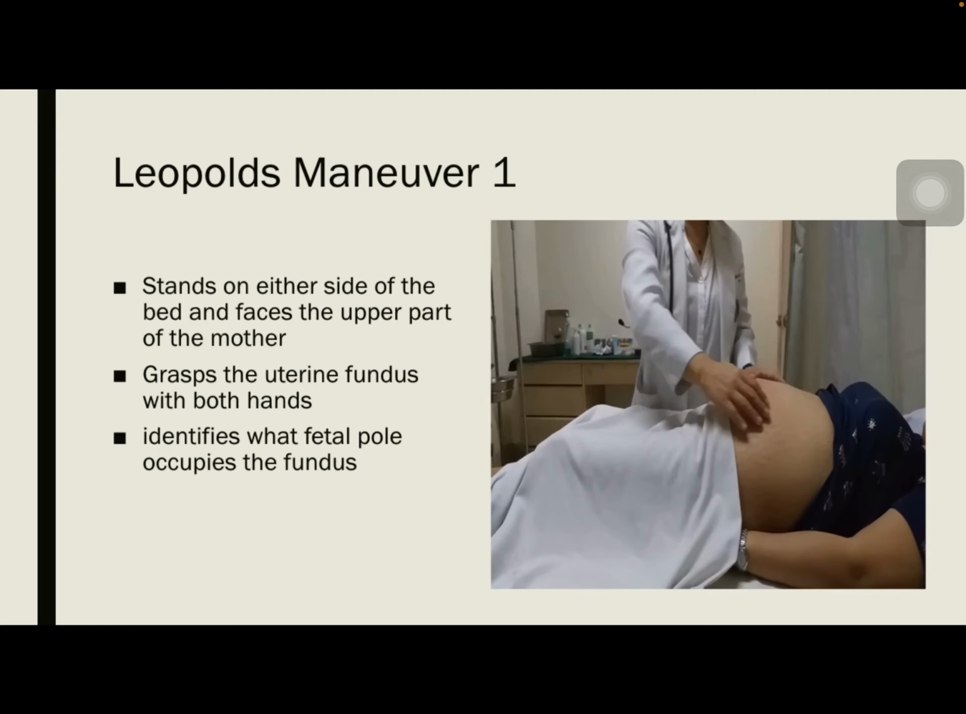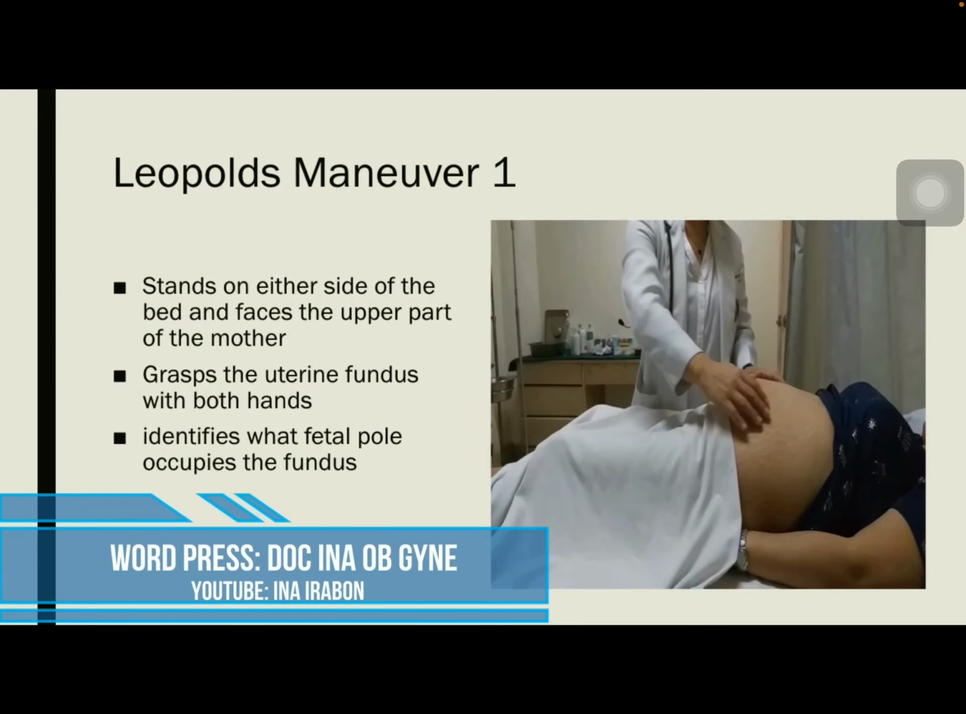The fetal head is firm, hard, round, ballotable, and movable, whereas the buttocks will feel softer and bulkier. So for Leopold's maneuver 1, we report this as either LM1 cephalic or LM1 breech.